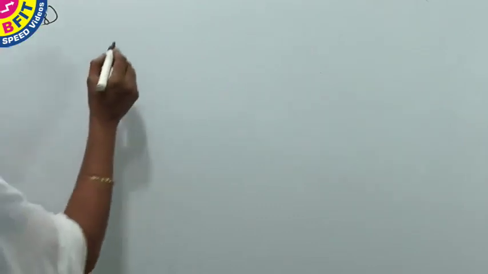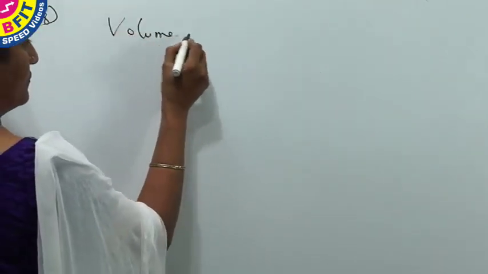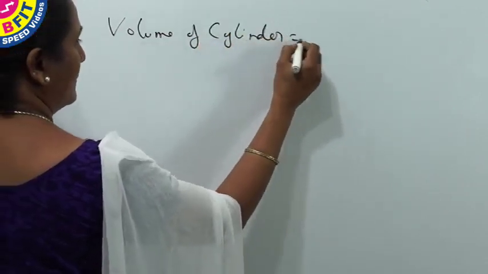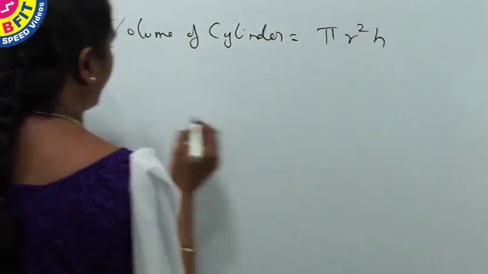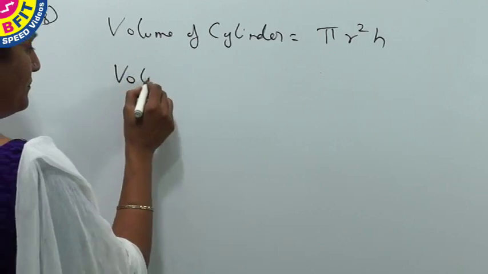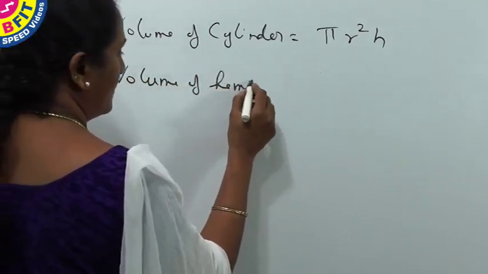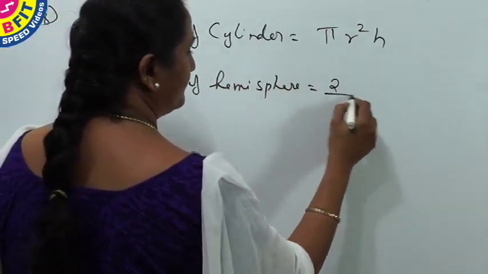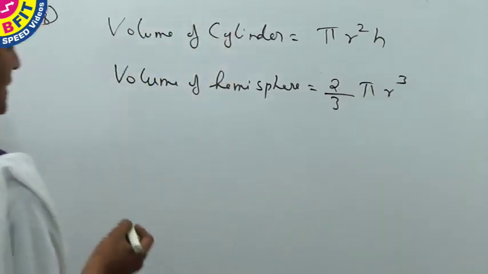We have a cylinder, hemisphere and a cone. So to find volume of a cylinder, it is pi r square h, and volume of a hemisphere is 2 by 3 pi r cube.